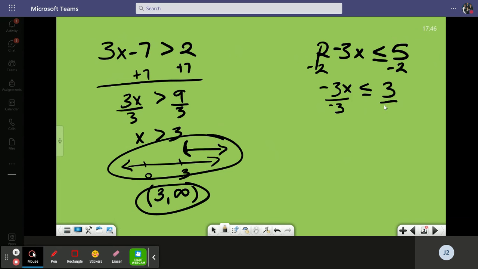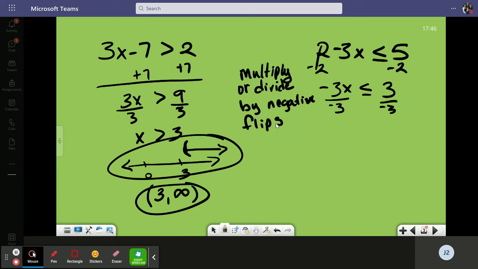If I multiply or divide by a negative, oh, you flip it. That's right. I have to flip my symbol. So now, because I'm dividing by that negative 3, instead of a less than or equal to, I've got to make it greater than or equal to negative 1. Anytime whatever number I put down here is negative, this symbol has to be flipped over.